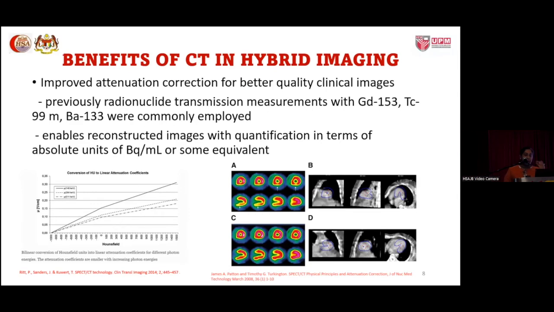For example, previously, if we have a lot of bowel activity in a myocardial perfusion imaging, we have to ask the patient to eat and wait and repeat the scan. But now with improved attenuation correction, even if there's a lot of bowel activity at the inferior wall, we still get very good image quality and we can confidently let the patient go.